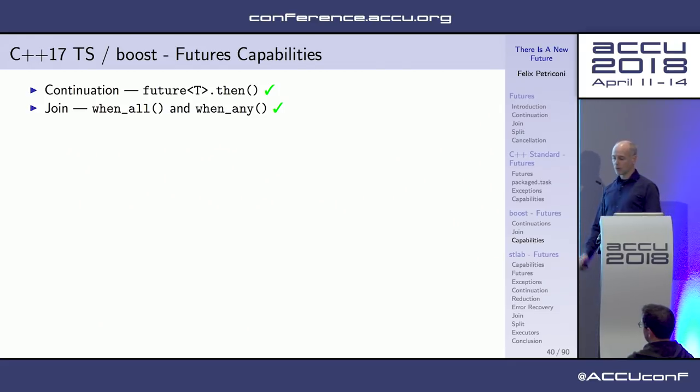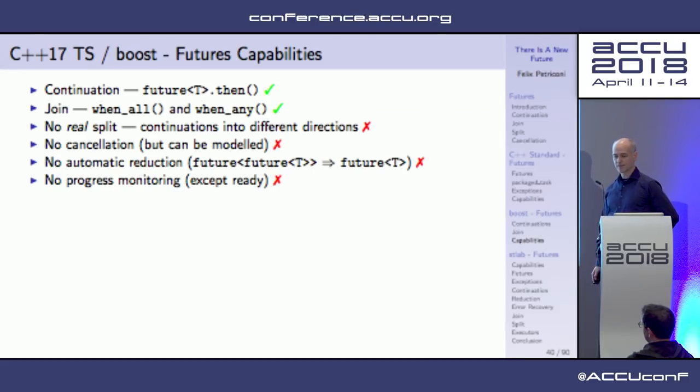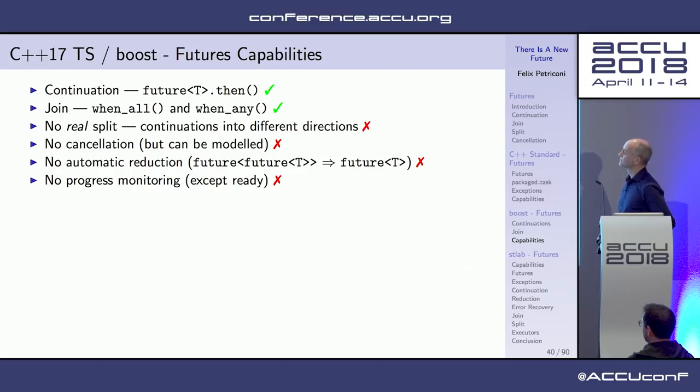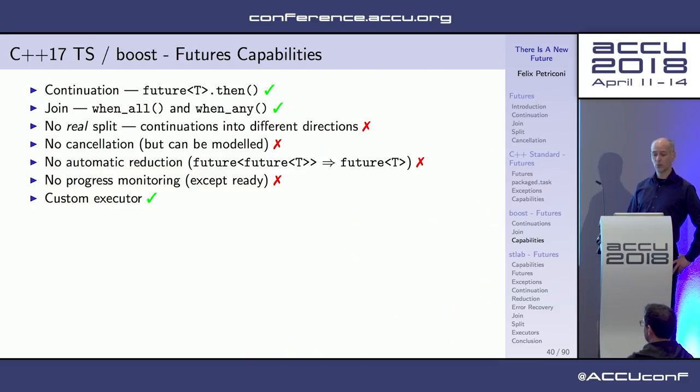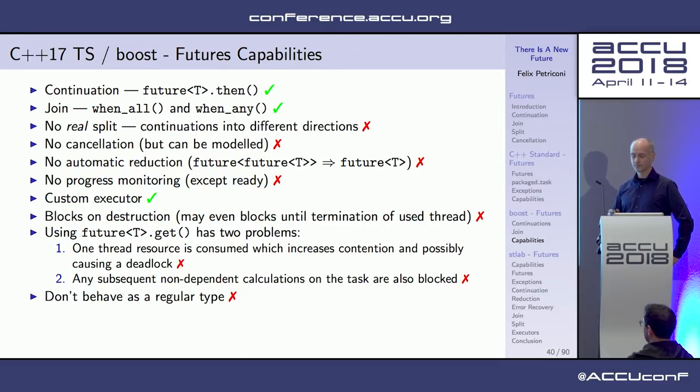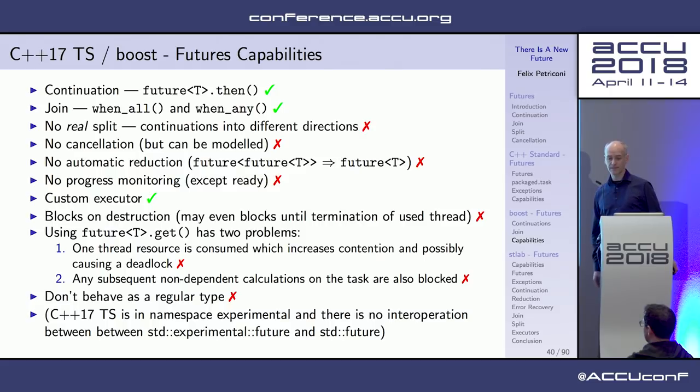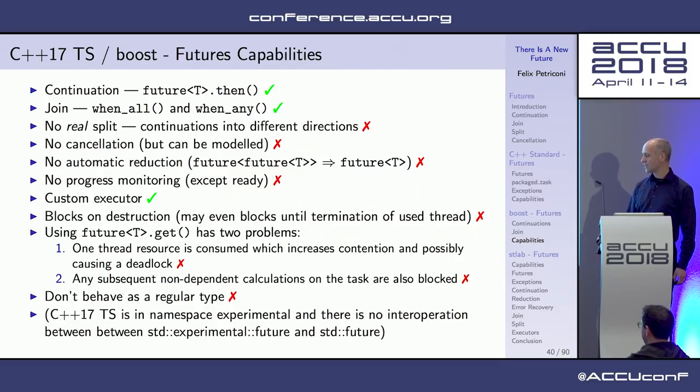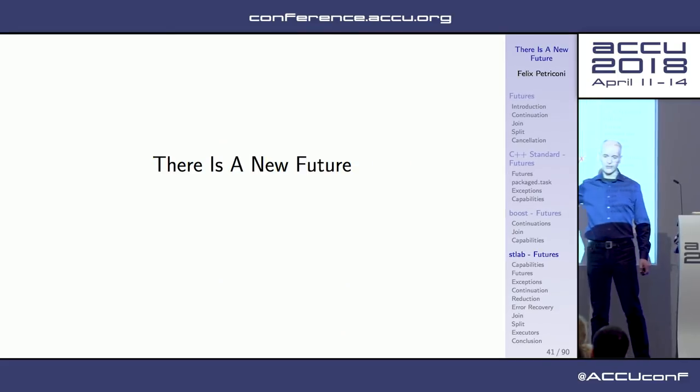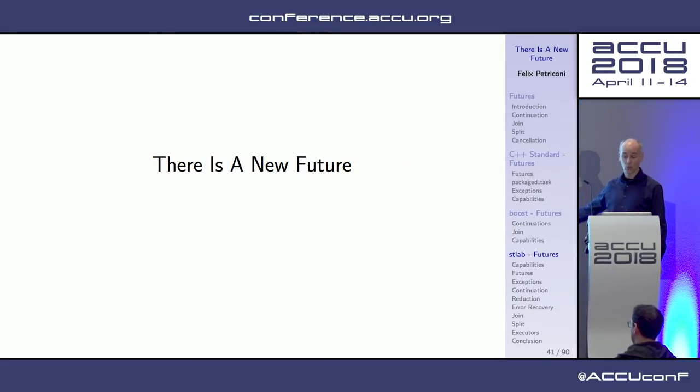OK, let's just see the possibilities of what we got with the C++17 TS and Boost. So we have .then, we have continuations, we have when_all and when_any. We have no split, no cancellation, no reduction, and no progress monitoring. But we have something that I would call a custom executor. They're perhaps not perfect, but there is something in it. But it still may block on destruction, and all the other problems, or what I see as a problem, are still there. And the C++17 TS is in an experimental namespace. So mixing both is not a good idea, or it even doesn't work.